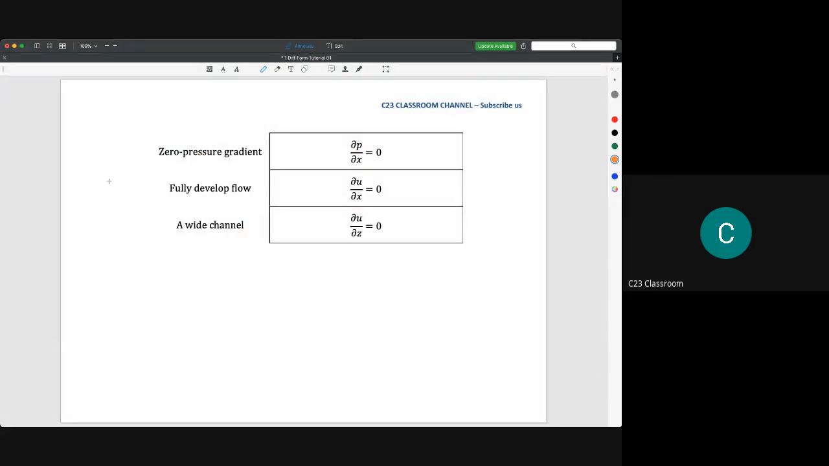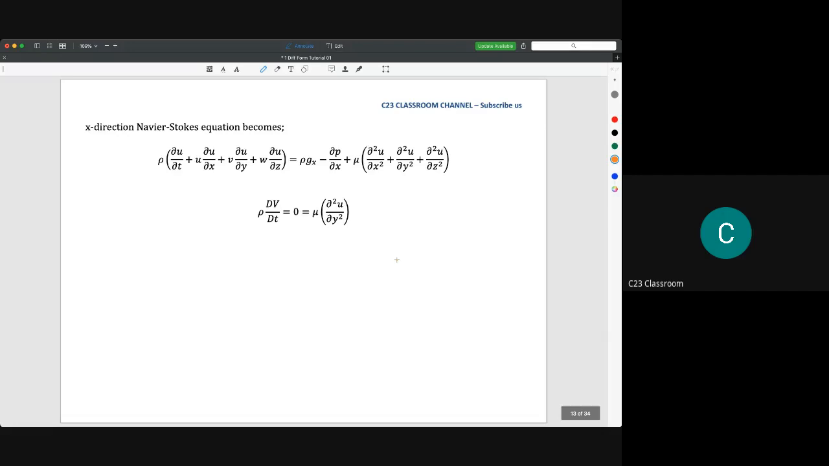Okay, so kita anggap white channel, so du dz sama dengan kosong. So finally, apa yang boleh kita buat ialah kita boleh simplifiedkan. Kita masukkan terms yang kita ada. We substitute all the terms that we have into the Navier-Stokes equation. And because certain terms are equal to 0, finally we could have this term: 0 is equal to mu del square u over del y square.